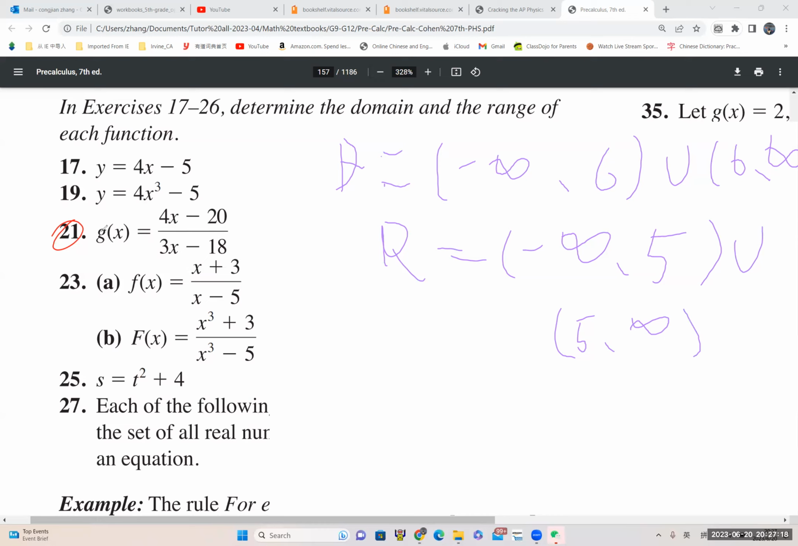It means use y to represent g of x, then solve for x. Means write x as a function of y. Then from it find what kind of value y cannot be, right? I'm waiting for Neil's answer.